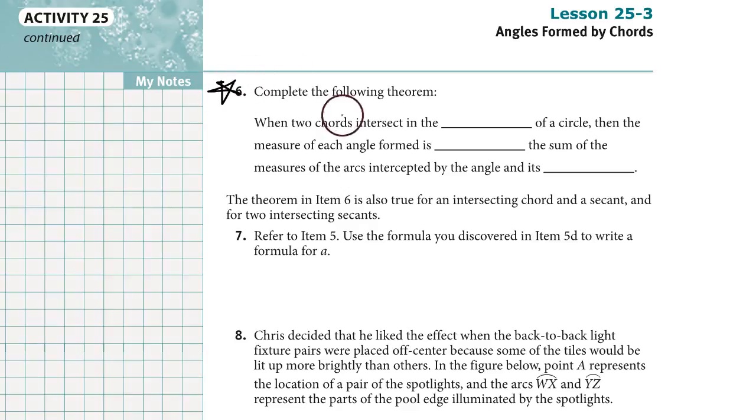First, let's create this theorem. When two chords intersect in the interior of a circle, then the measure of each angle formed is half the sum of the measures of the arcs intercepted by it and its vertical angle. We'll do an example to see what all these words mean.